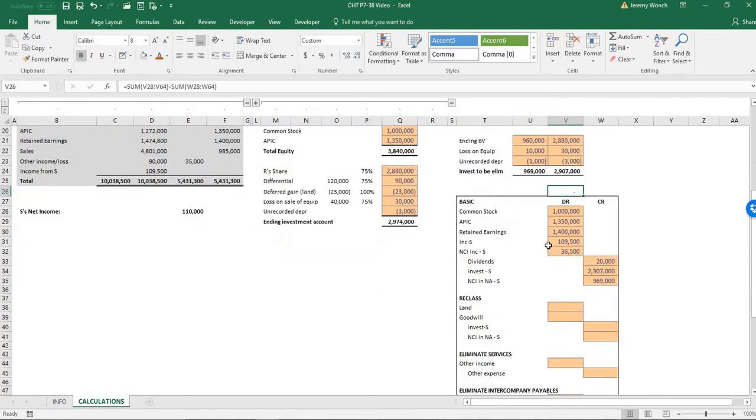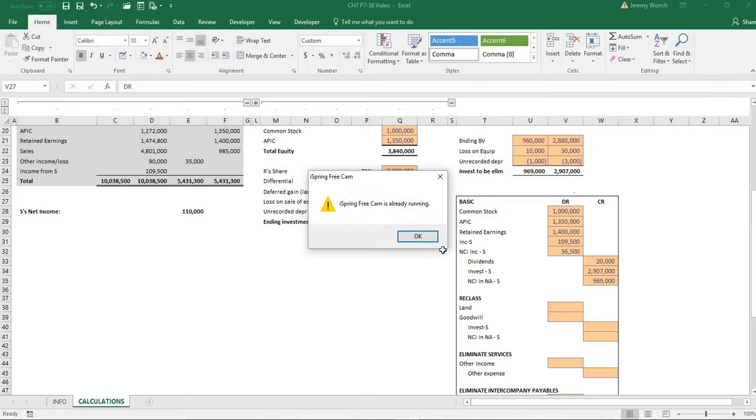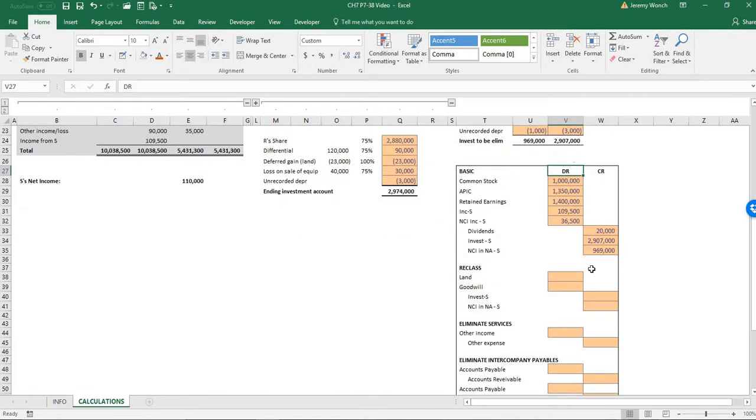And good deal, we have a little check formula here. Just make sure that we're in balance. So okay, so we balance.